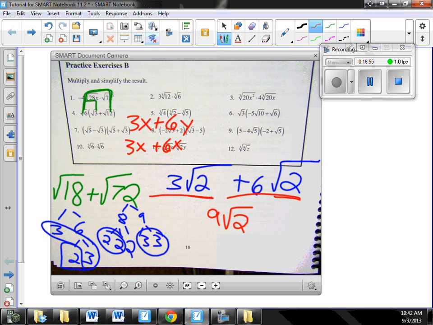Yes? 5,000 square miles. 25,000 miles. Yep. Okay.